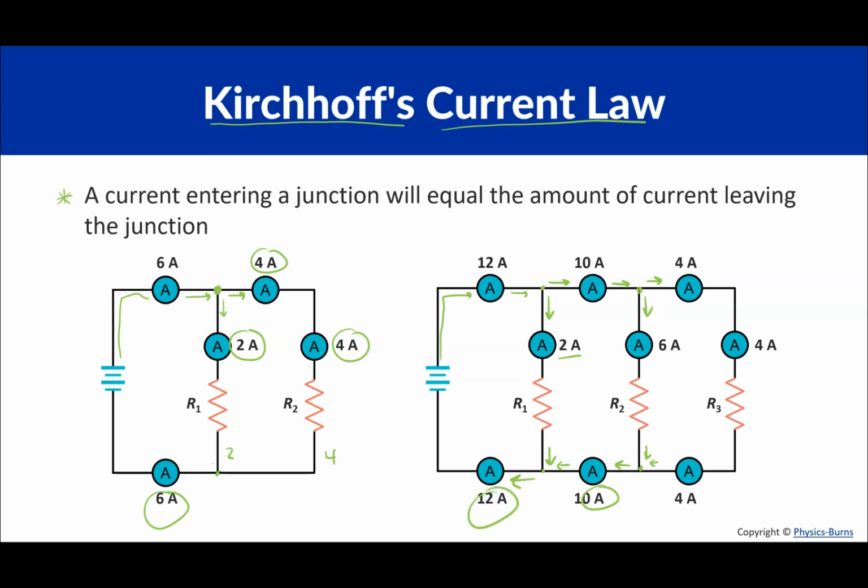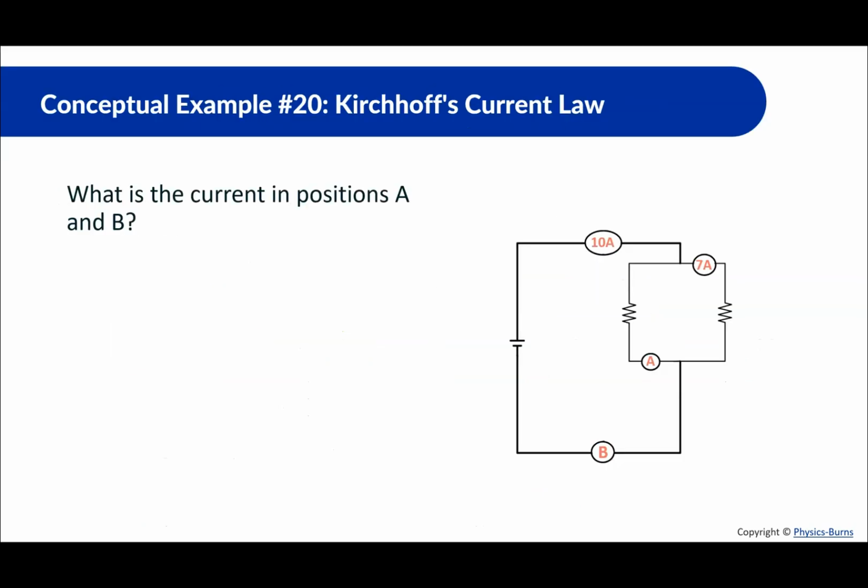It's all things we've learned about, but we're going to be doing a little bit more practice with it. So what is the current in positions A and B? We have A here and B here. We have 10 amps of current going through, it reaches this junction, 7 goes this way, and that means 3 goes this way. So all of this will be 3. So A will have 3, and then 3 will go back into here, and 7 will go back into here, so this will again be 10. So over here will also be 10. So A will be 3, and B will be 10 amps.